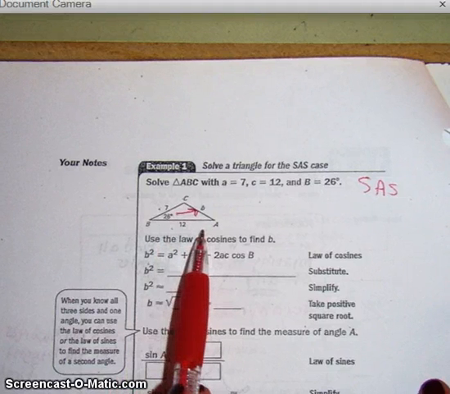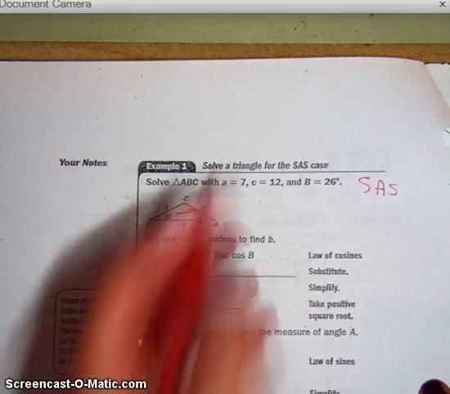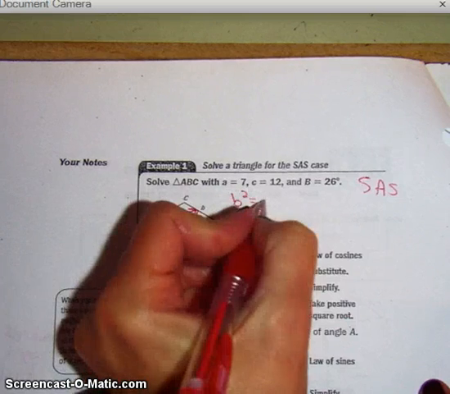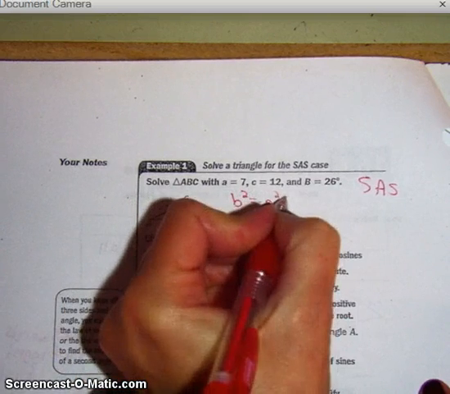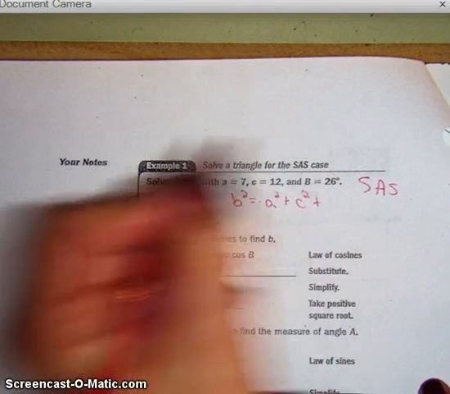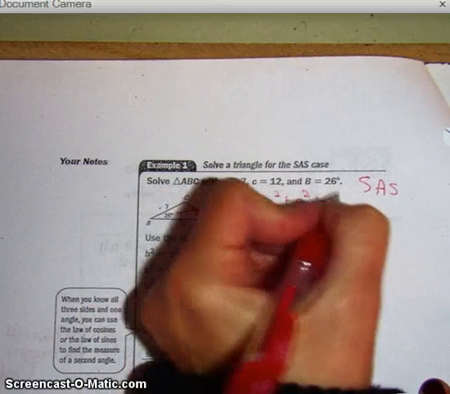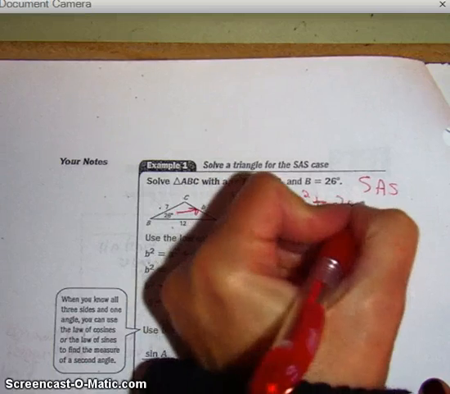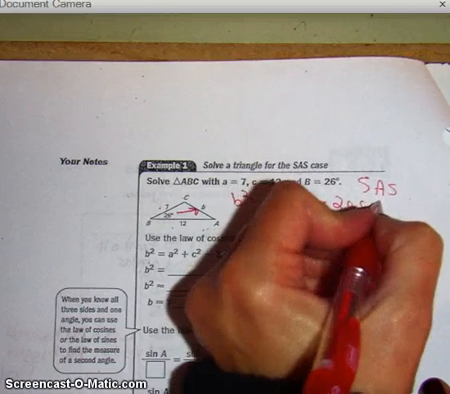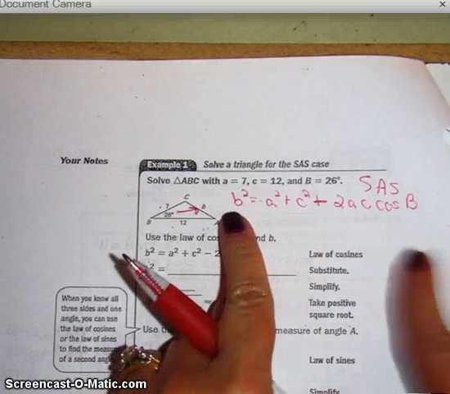Now this is the only time I'm going to make you write the formula, and I'll write it in red. From this point on, you don't have to. But the formula would be little b squared equals little a squared plus little c squared, no, minus, try again, minus 2 little a, little c, cosine big B. Now make note.